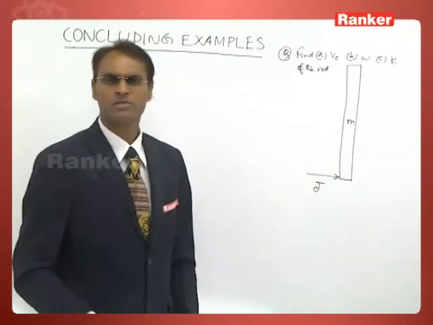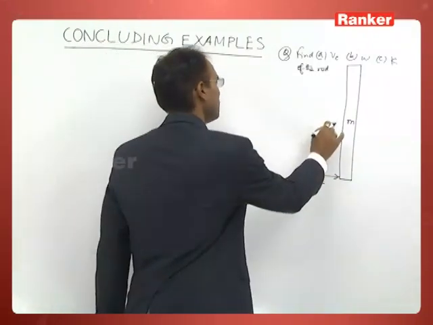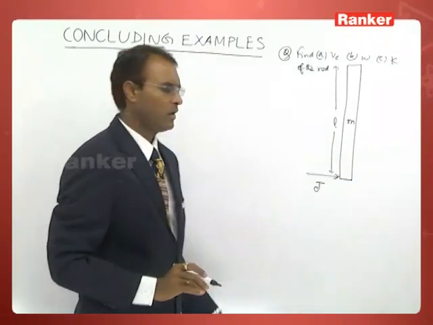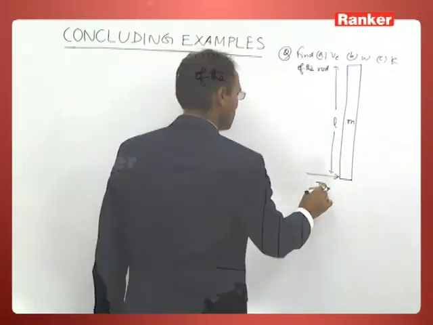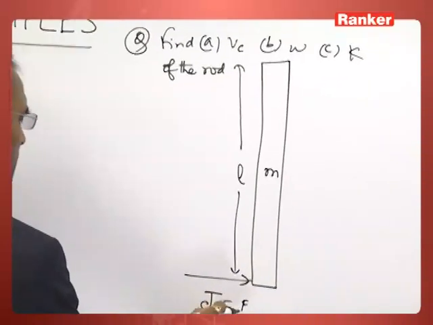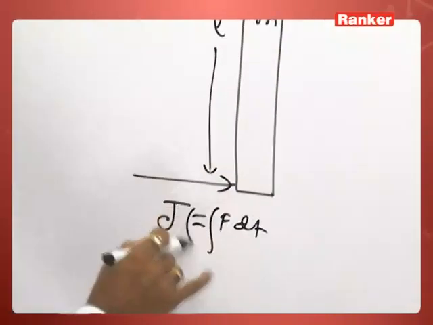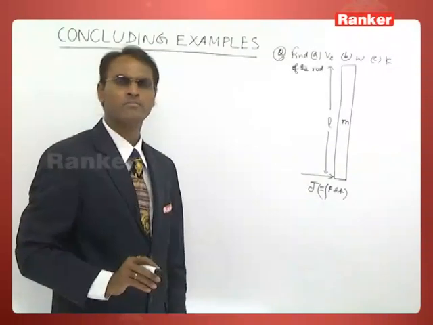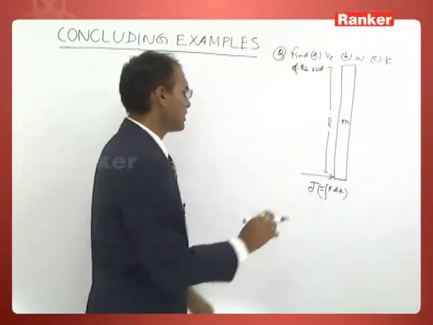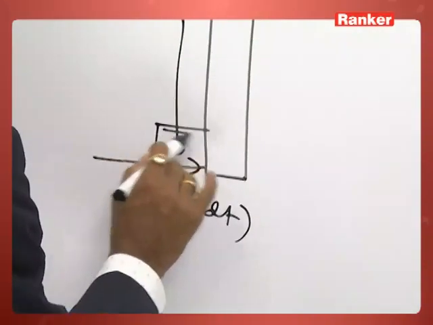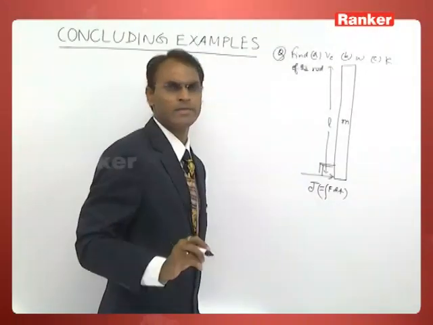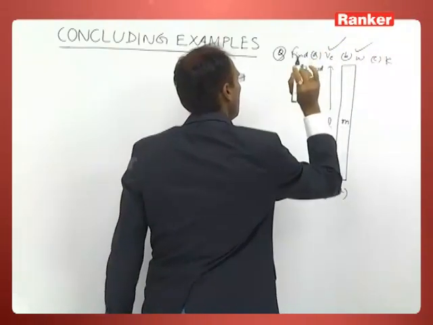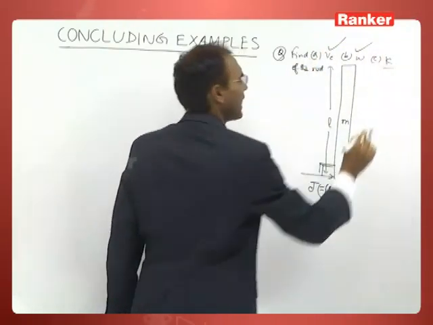This is a stick of mass m and length L, and linear impulse, let it be J, is acting as shown in the diagram at the end of the rod, which is perpendicular to the rod. Find the center mass velocity, angular velocity of the rod, and its kinetic energy.